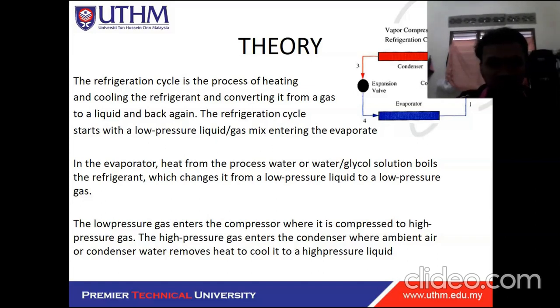The low pressure gas enters the compressor where it is compressed to high pressure gas. And the high pressure gas enters the condenser where ambient air or condenser water removes heat to turn it into a high pressure liquid. And that's the figure of the vapor compression refrigeration cycle, which consists of 4 main parts: condenser, compressor, evaporator, and the expansion valve.